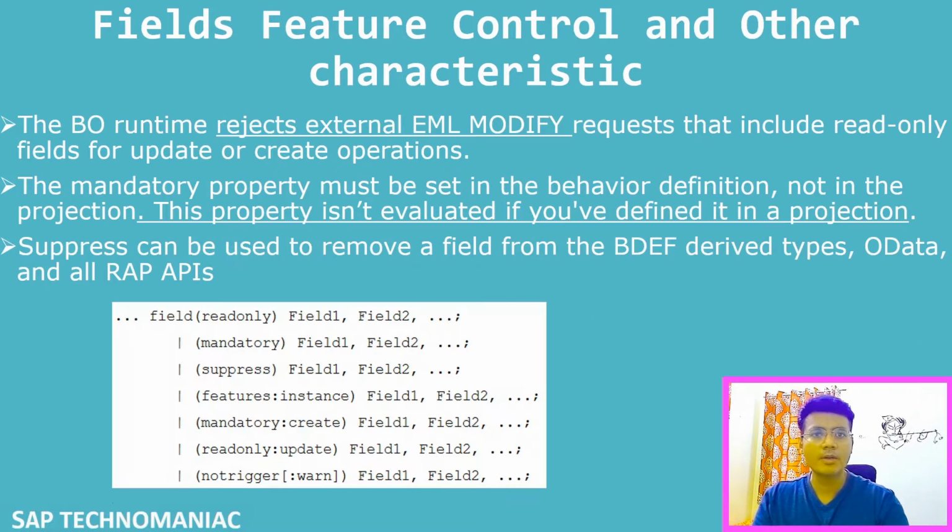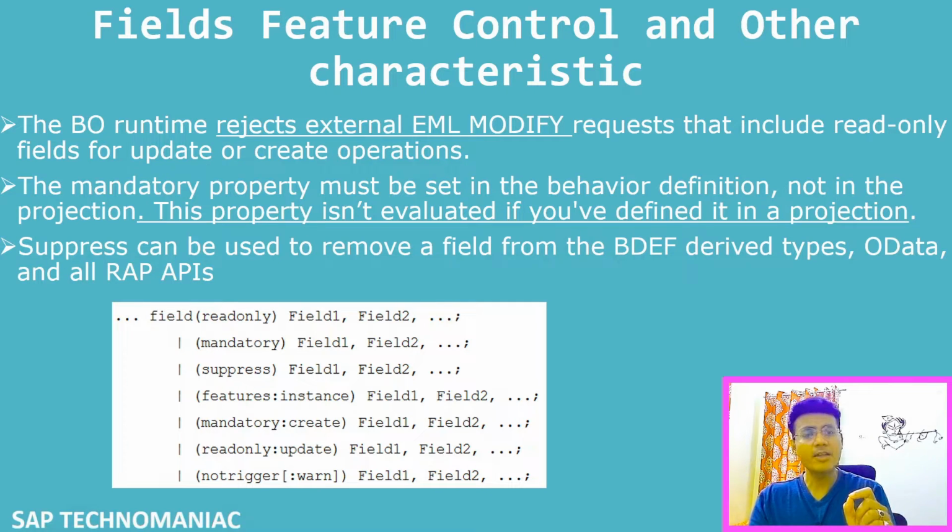Now we will discuss the field characteristic, or we can say field feature control at the field level. In this case, as I told you, we can make any field read only, or we can make any field mandatory as well. But we have to make sure that whenever we make a field read only and you try to call using an EML statement outside that BO to update that read only field, then the BO runtime environment will give an error that you can't update this particular field.